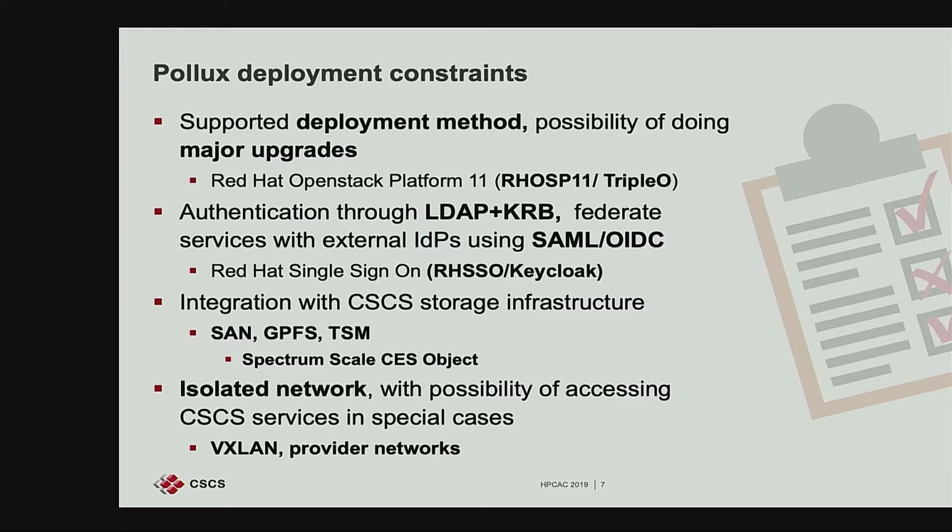Furthermore, another requirement we had was to create an isolated network for our OpenStack installation with the possibility of accessing internal CSCS resources. In general, we don't allow external users to access the CSCS internal resources from OpenStack. But if there is a special need, we can do it using something called provider networks. The user networks are implemented using VXLAN.